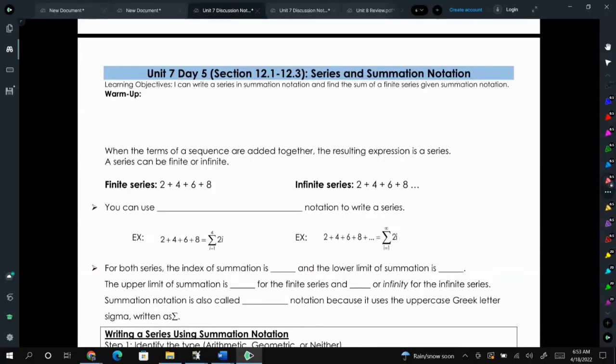Today we're going to be talking about series and something called summation notation. Now, we've been talking about sequences for a while now, and when you add a sequence together, it is called a series. So if you want to think about it, a sequence is just a list of numbers, and a series is when you add those numbers all together.